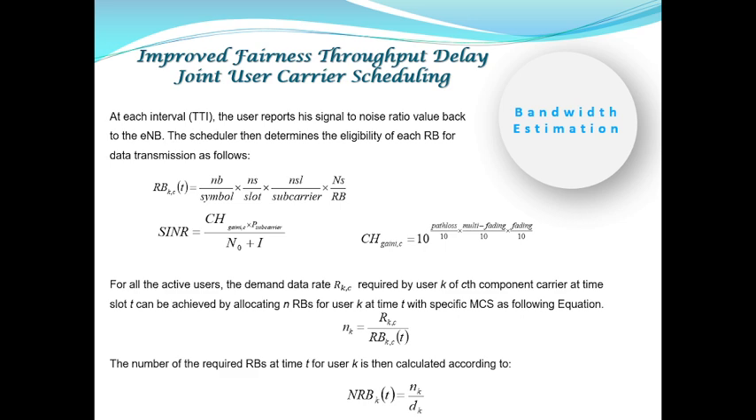For all the active users, the demanded data rate required by user K of the component carriers at time slot T can be achieved by allocating resource blocks for the user K at time T with the specific modulation coding scheme as follows. The number of the required resource blocks at time T for the user K is then calculated according to the following equations.